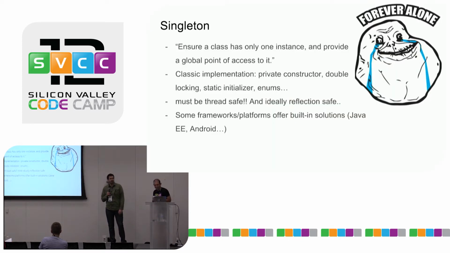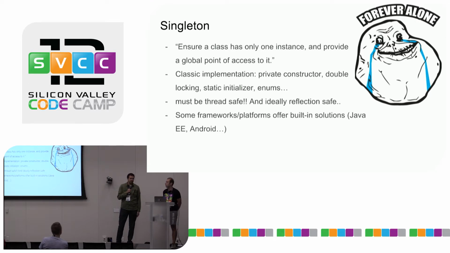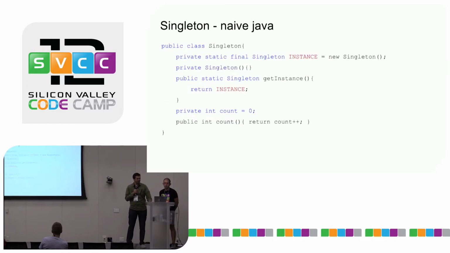So singletons are basically a single instantiation of an object. You have one instantiation throughout your code. It's static. Typically, you'll have a private constructor so that nothing else can instantiate it. So it's a very common thing that you'll want to do. Some notes, you want to make sure that it's thread safe. There's not a whole lot to say about singletons. They're pretty simple, right?